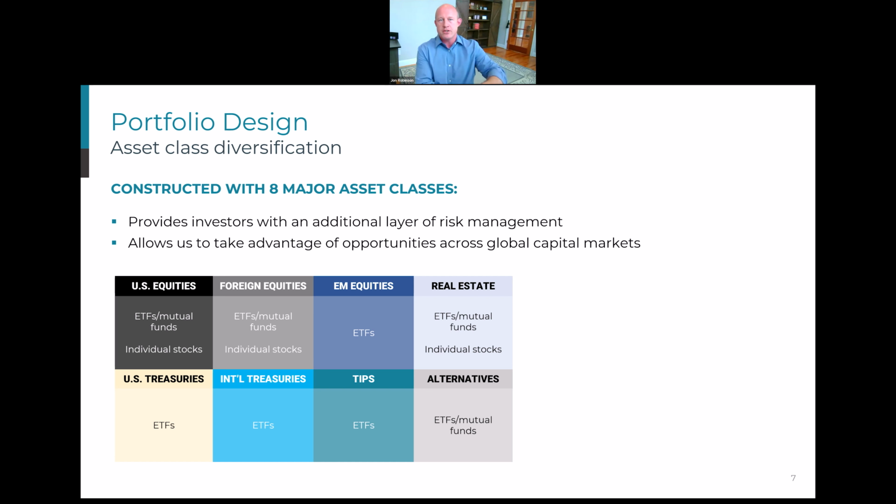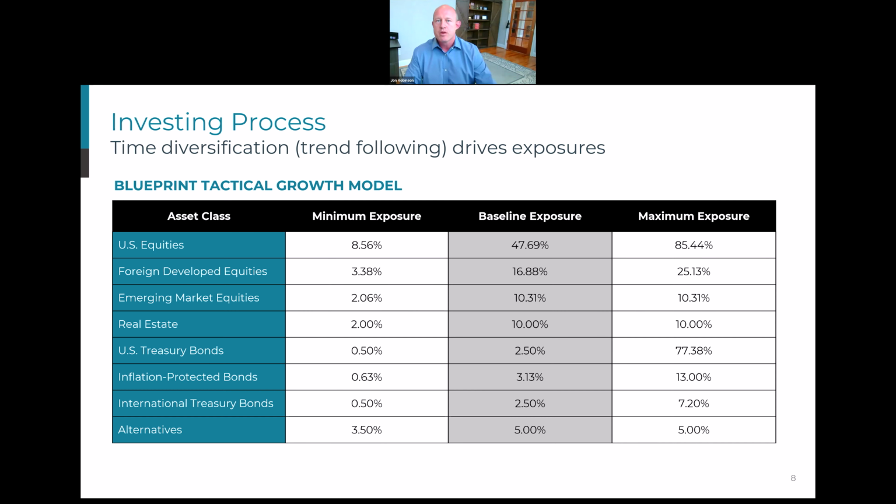But then we overlay the trend following onto that, which governs how the asset allocation moves around on a monthly basis. And so you can see there are US equities, foreign equities, emerging, and real estate. That's the equity bucket. And then we use government bonds of all durations, inflation protected securities, global bonds, and alternatives to round that out for non-correlation.